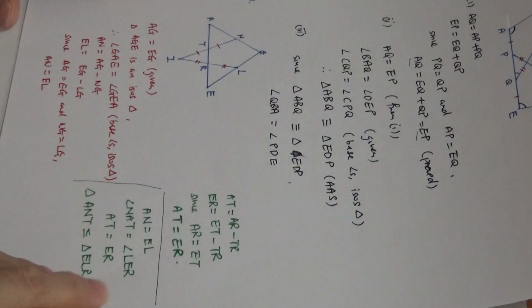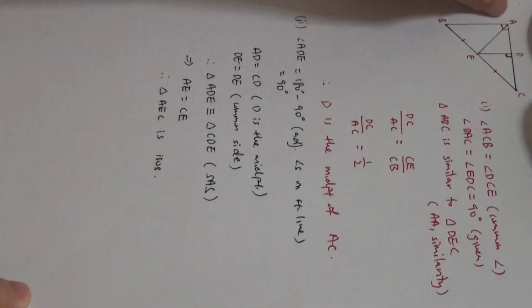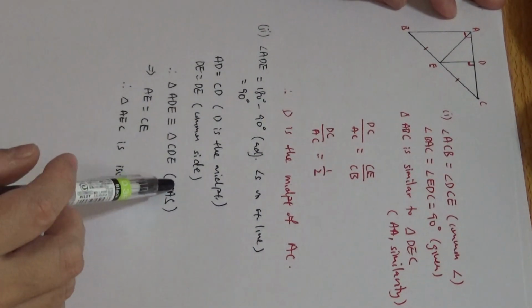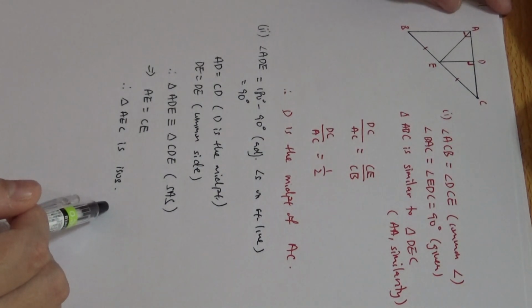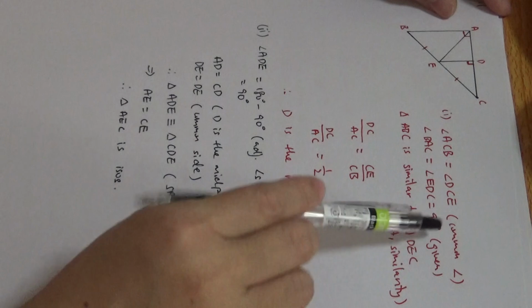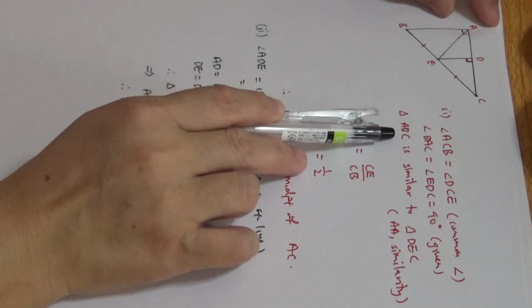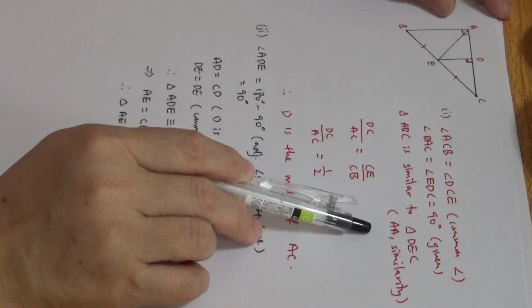Now next we move on to question 11. Let's move on to question 11. We're supposed to prove that D is the midpoint of AC and that AEC is an isosceles triangle. Now, we will prove that triangle ABC is similar to triangle EDC by AA similarity.